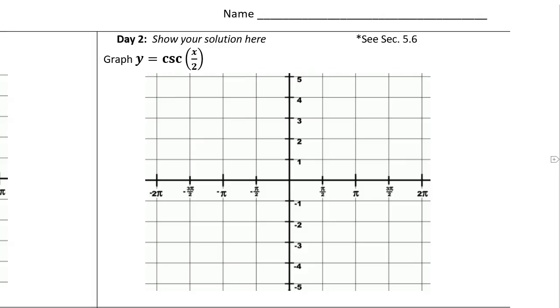Here is the answer for day 2. Graph this function. This is the cosecant function, which is the reciprocal of the sine function.